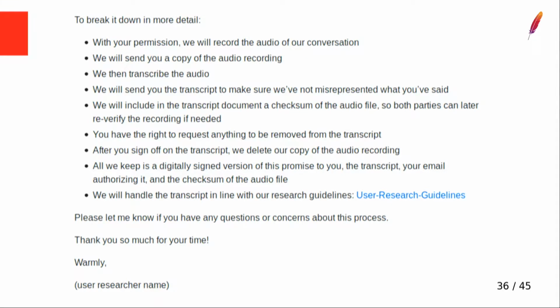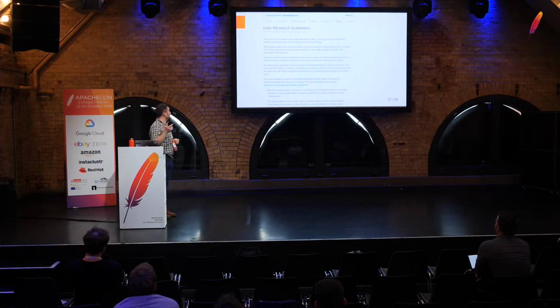Again, it seems laborious. This only took, I don't know, a few days in the end. And once we had it, this is how we did research from then on. Based on that, Belen put together some user research guidelines.